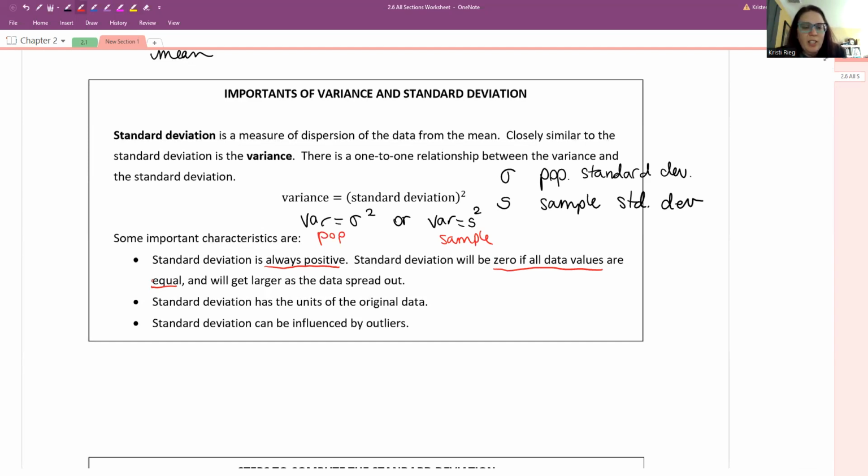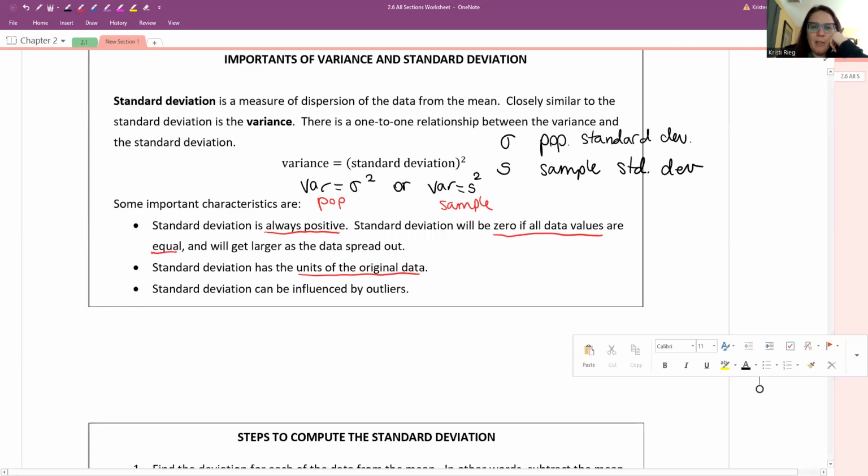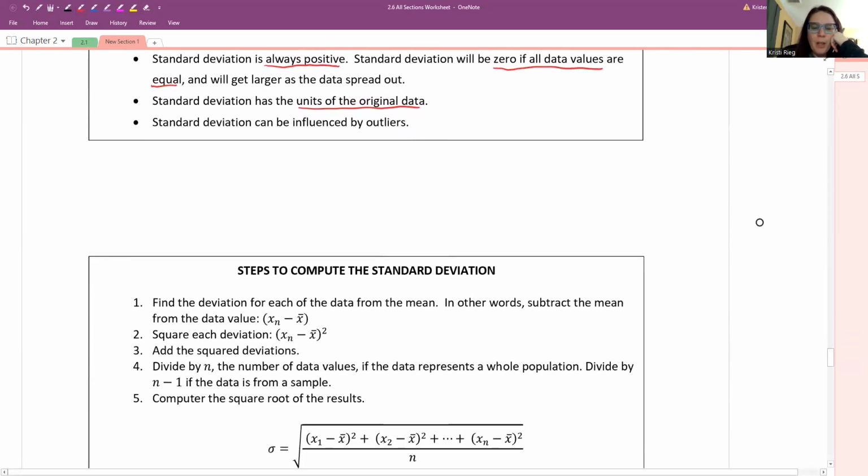Standard deviation has the units of the original data, and standard deviation can be influenced by outliers, just like the mean can be influenced by outliers. Pretty much the only thing that can't be influenced by outliers that we've talked about is the median. There's other things, but just based off of what we've talked about, it would be the median.